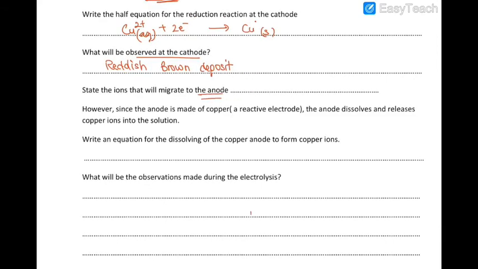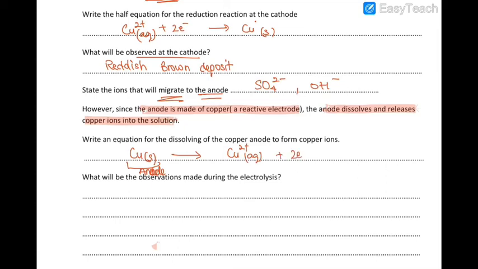At the anode, you're going to have SO4 2- and OH- that will migrate. However, since the anode is made of copper, which is a reactive electrode, the anode dissolves and releases copper ions in solution. So you end up having Cu solid, which is from the anode, which is actually the anode. This is dissolving to give you Cu2+ ions, which go in the solution.